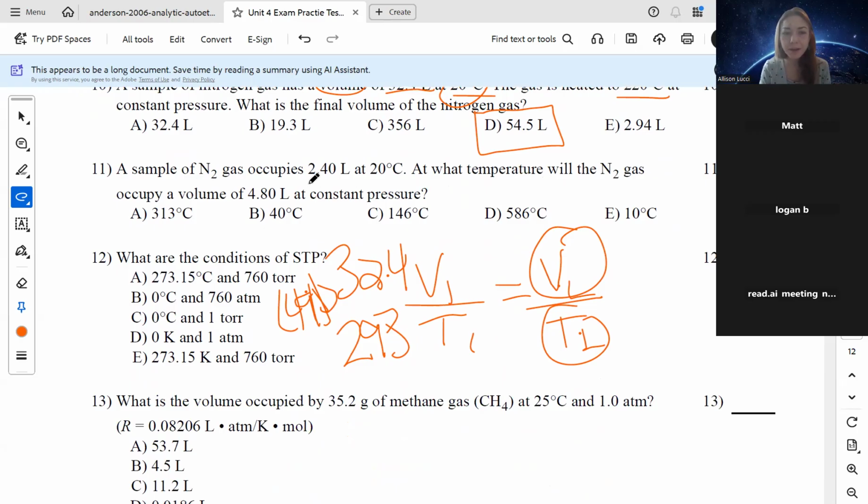Number 11, I have an initial volume, initial temperature. I want to know my new temperature at my new volume. And note, we always have to keep the other variables constant. So we see constant pressure here.